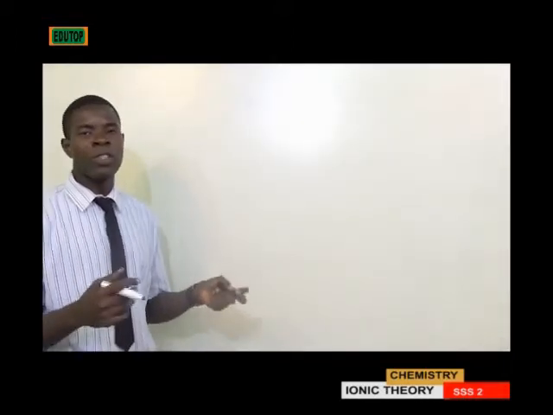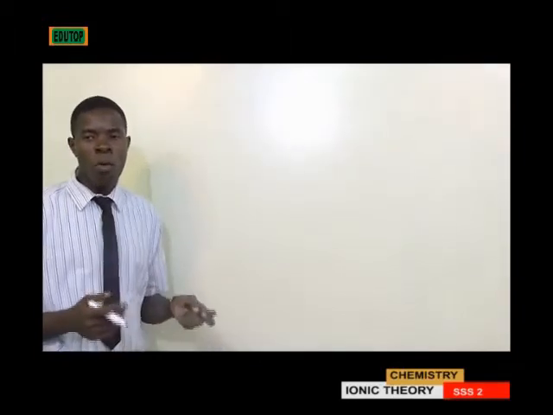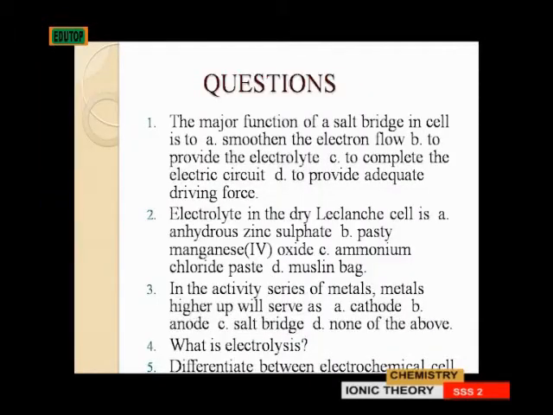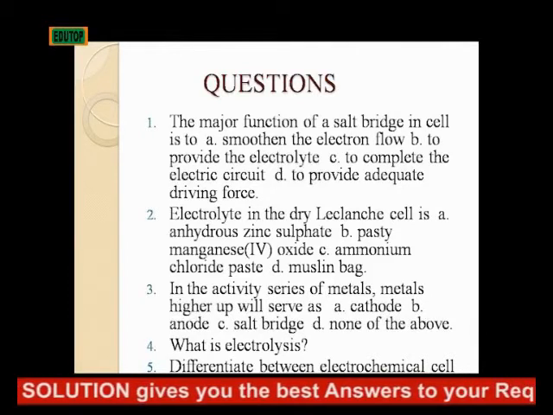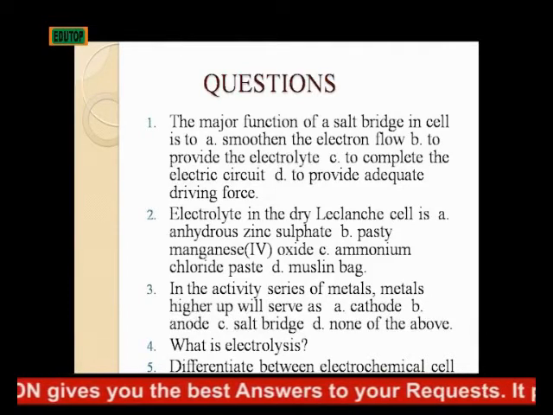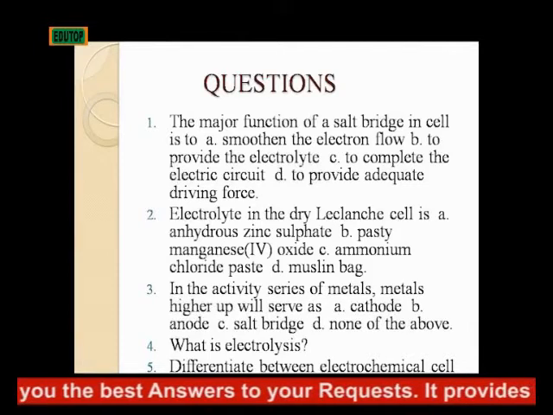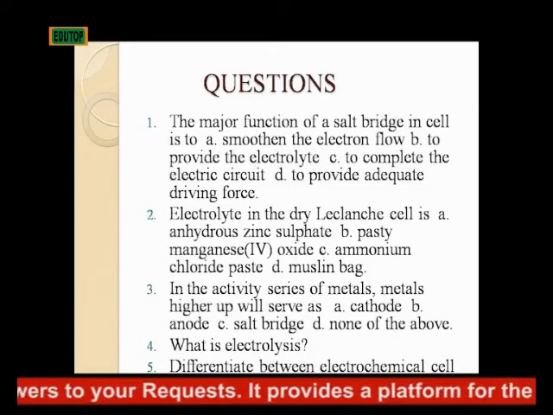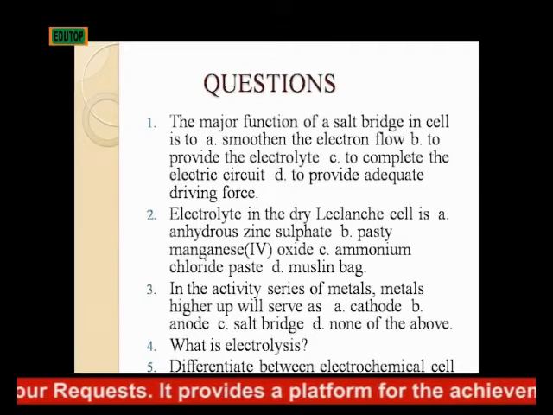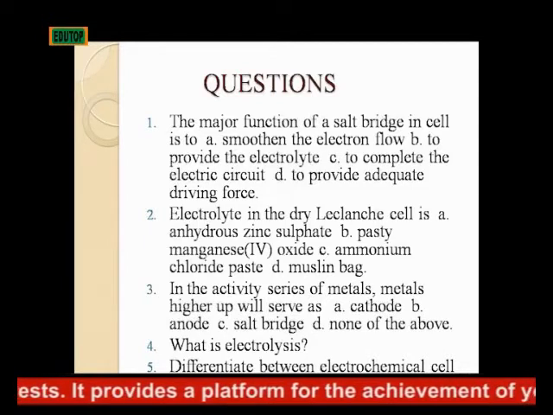Questions designed for this topic. 1. The major function of a salt bridge in a cell is to A. Smoothen the electron flow, B. To provide the electrolyte, C. To complete the electric circuit, D. To provide adequate driving force.